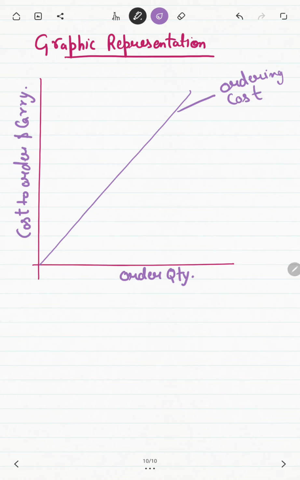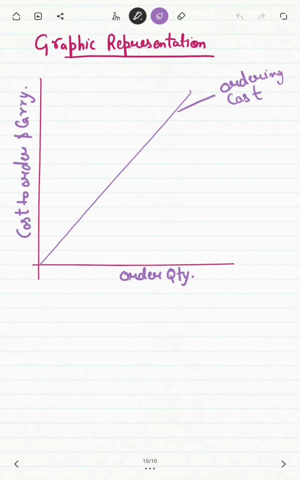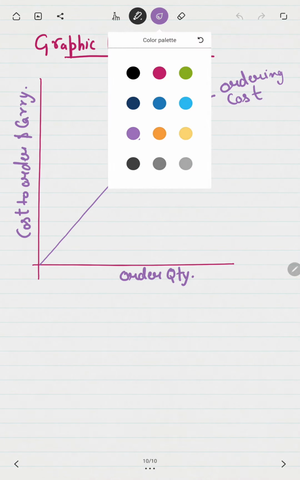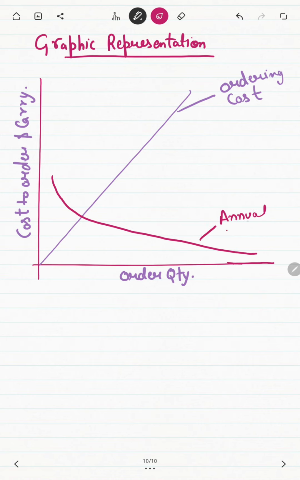The next will be the annual ordering cost. See here, the annual ordering cost decreases with decrease in the number of orders. So now let us draw a darker line for this. It will be following such a fashion. This represents the annual ordering cost.